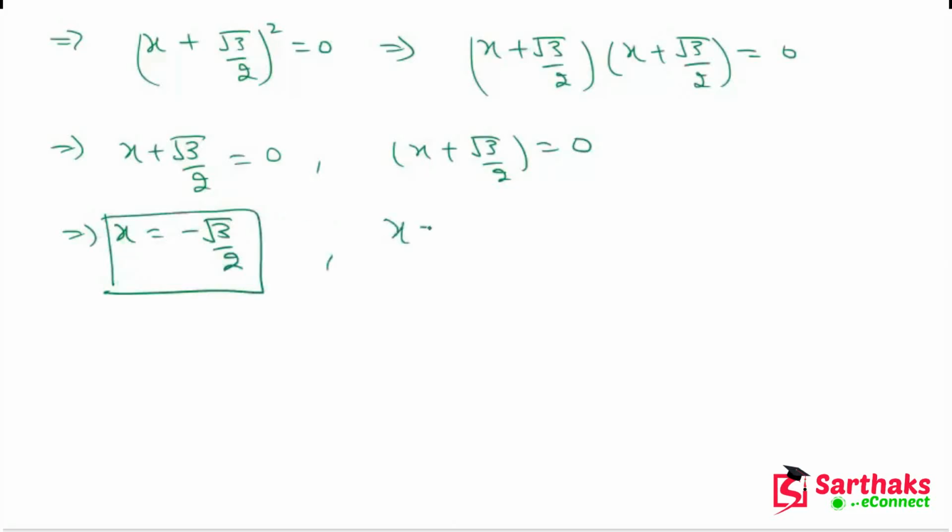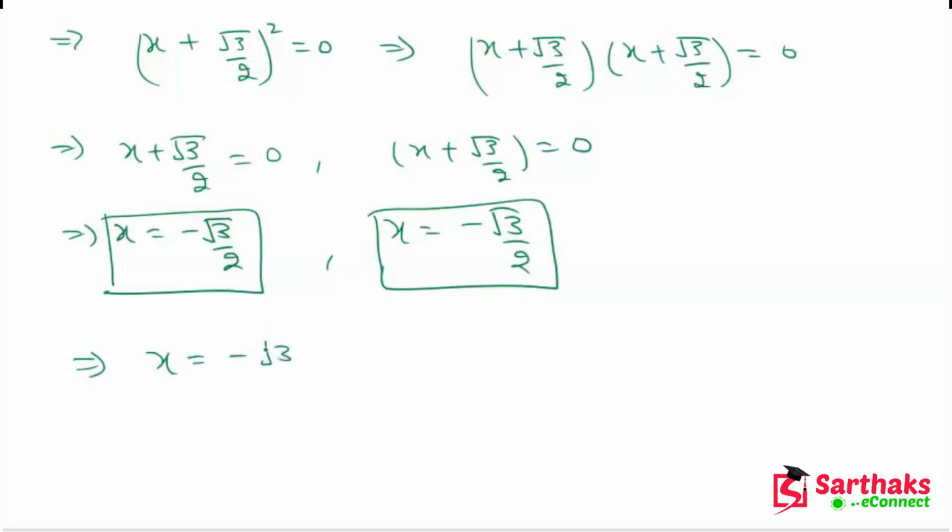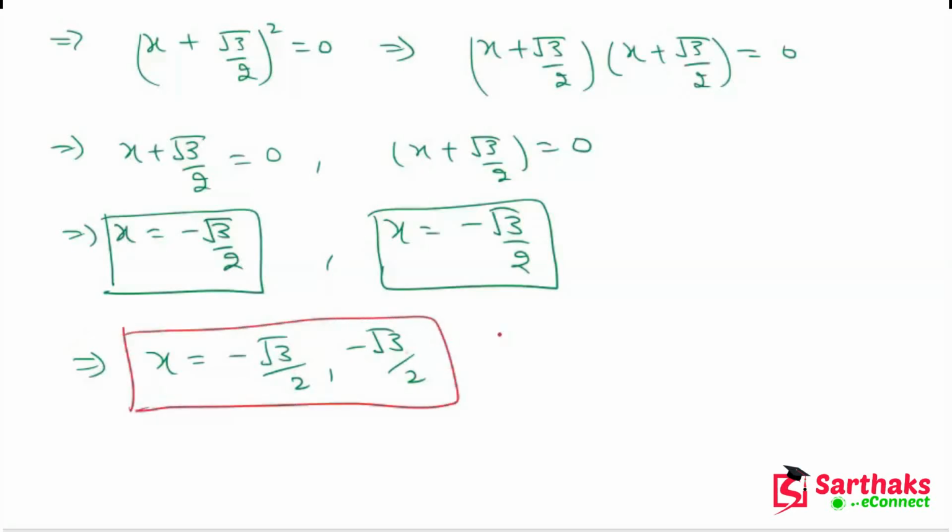And here is also x is equal to minus root 3 upon 2. So we have two roots which are equal, minus root 3 upon 2 and minus root 3 upon 2. Okay, my dear friends, I hope you understand this question. So now, my dear friends, let's move on to the next question.